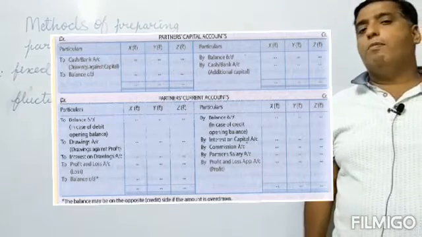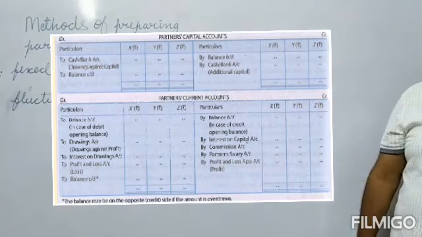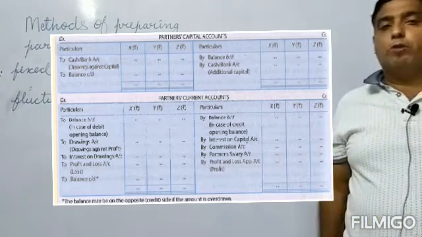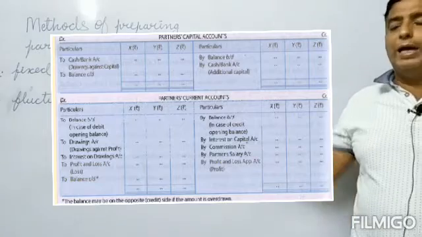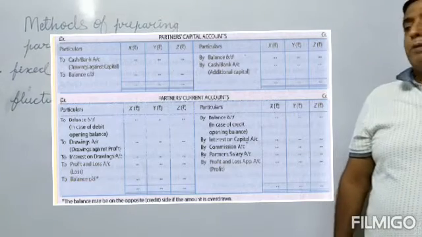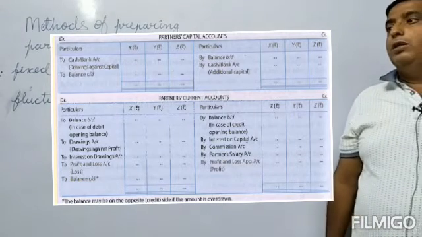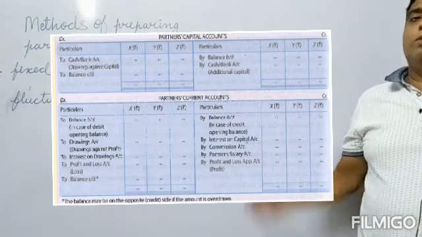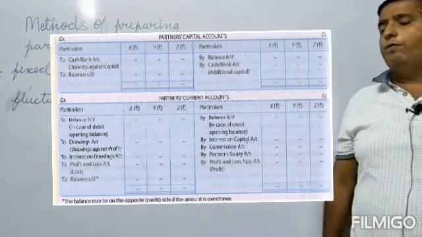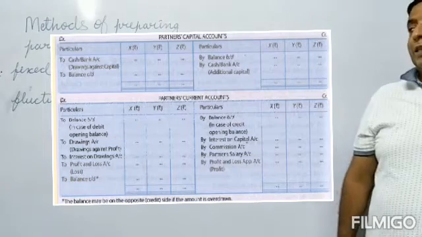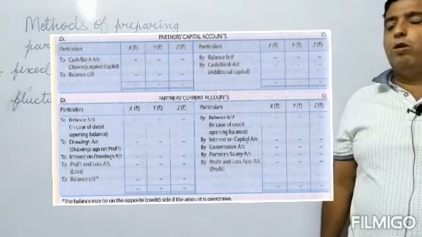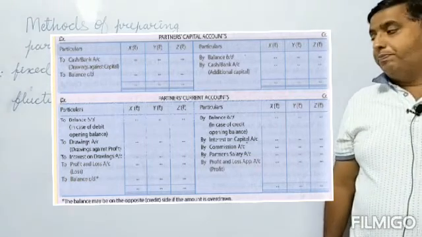Now let's see the format of partners capital account. We start with by balance brought down, that is opening capital, then by cash or bank, that is additional capital brought by the partner, then to cash or bank, that is drawing out of capital, and the last is to balance carried down, that is the closing balance or the balancing figure.